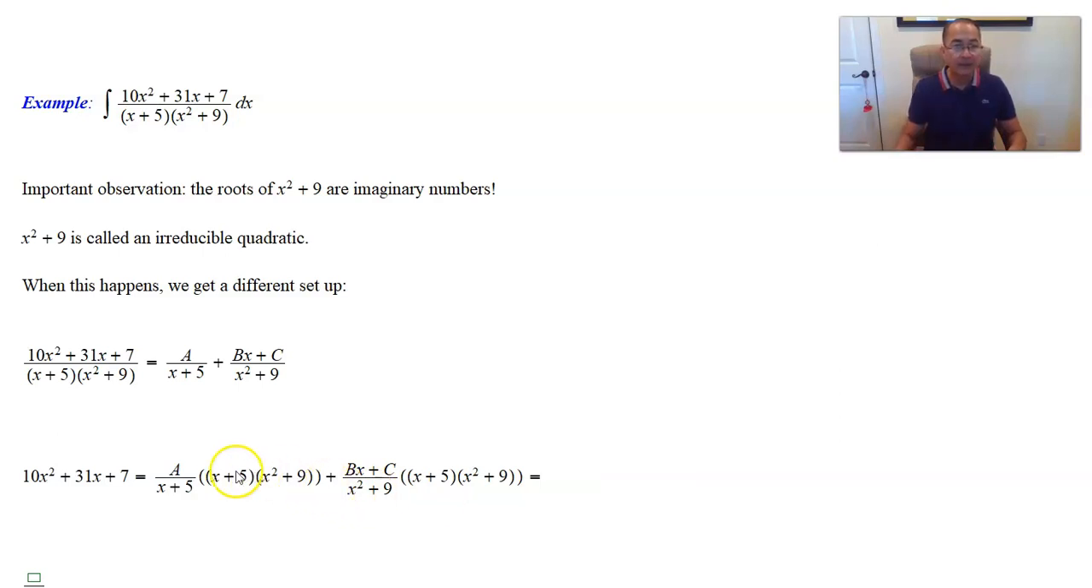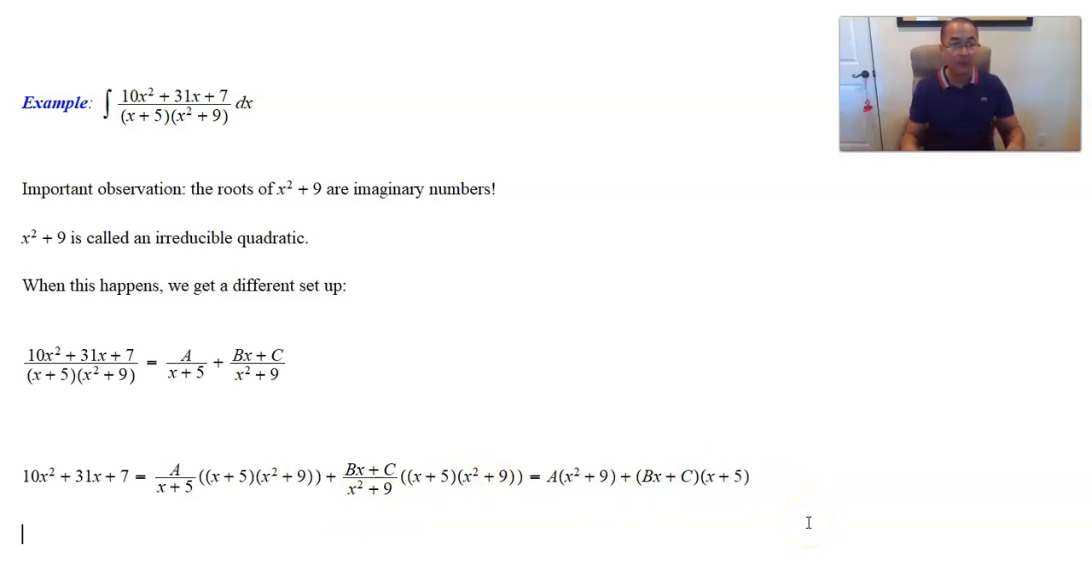So who survives with A? The x plus 5 cancels, and x squared plus 9 survives. And this is part of why I want to do this slowly, because in the second term you don't have a single constant. You have bx plus c, big difference. x squared plus 9 still cancels out, and x plus 5 survives.